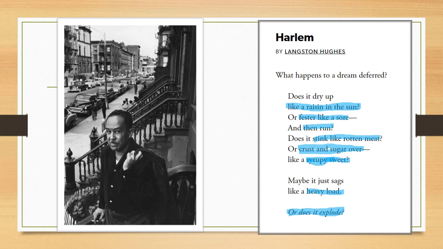We have a lot of figurative language attached to this idea of a dream deferred. So what does deferment mean? Deferment means being put off, or detained, or kept from happening. And a lot of times people talk about this poem as the dream deferred poem.